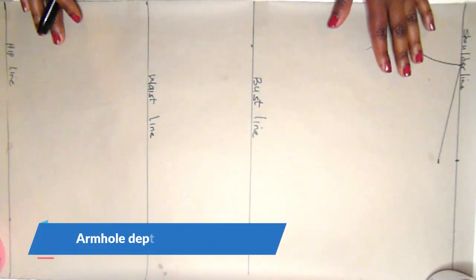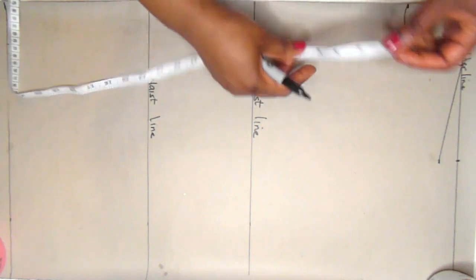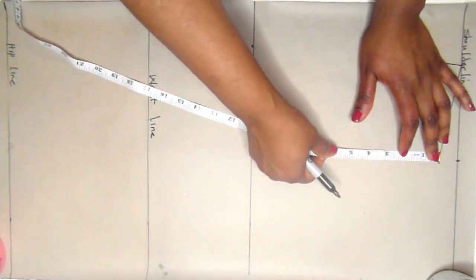The next thing we have to do from here is to draw the armhole depth. And the armhole depth is gotten by using this formula, your bust divided by 6 plus 1.5. For my own case, my bust is 40, divided by 6 plus 1.5. My armhole depth is 8 inch. We will be inputting the 8 inch on the pattern paper. So let's do that together. My armhole depth is 8 inch. We will be putting down 8 inch together.